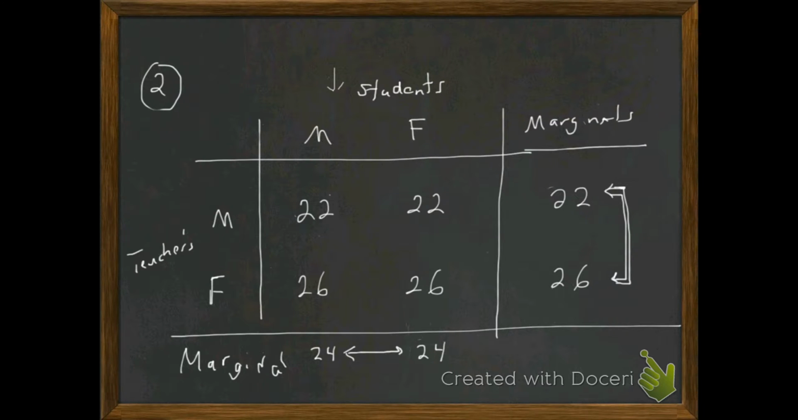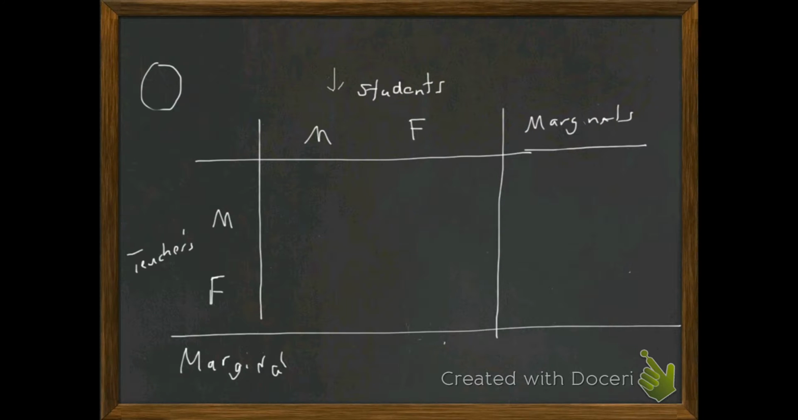Alrighty, let's get rid of all this stuff. And now what I want to do is I want to create a situation where we have the main effect of the gender of the student to be statistically significant. And I think I can put a 26 there and a 22 there, and a 26 there and a 22 there. So the marginal mean would be 24 and 24, so no statistically significant difference across the gender of the teacher.